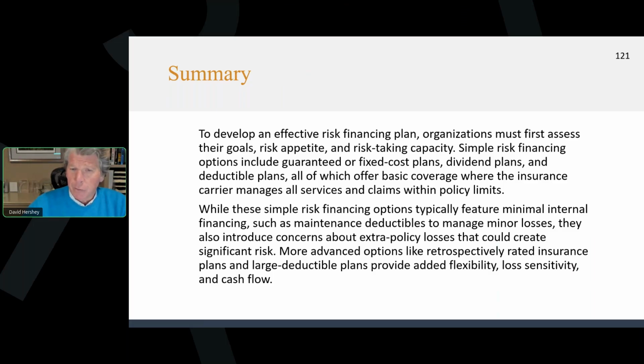More advanced options, such as retro plans, insurance plans, and large deductible plans, provide added flexibility, loss sensitivity, and cash flow. And again, of those, cash flow is the operative word. I mean, if there's no cash advantage, the decision to go self-insured or large deductible plans is probably going to be a no, right? It's risk versus reward, right? If there's no reward or an insignificant reward, why assume the risk?